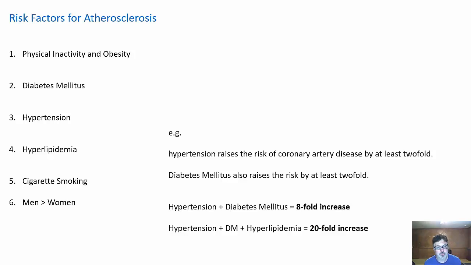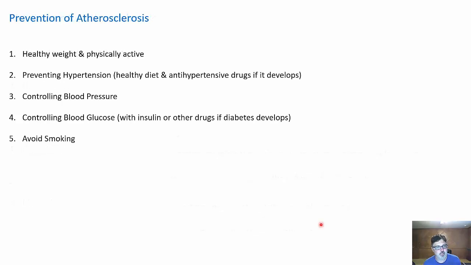Of course, you want to consider prevention: healthy weight, staying physically active, preventing hypertension. If you can't do it through diet and exercise, hypertensive drugs definitely are a good way to do it. Controlling blood pressure, controlling blood glucose, especially with diabetes. If you have diabetes, definitely keep an eye on blood glucose and avoid smoking.